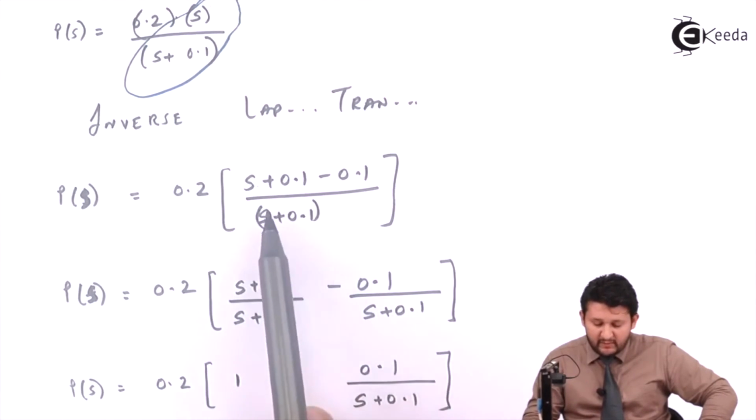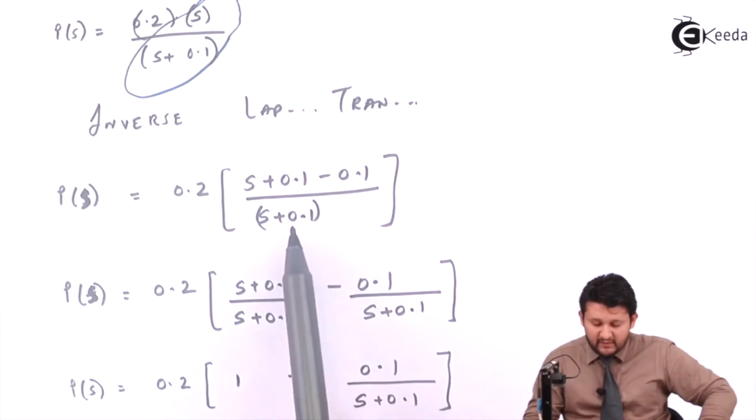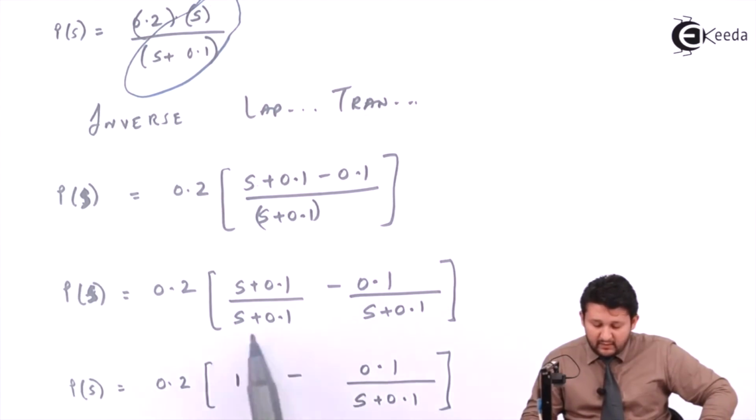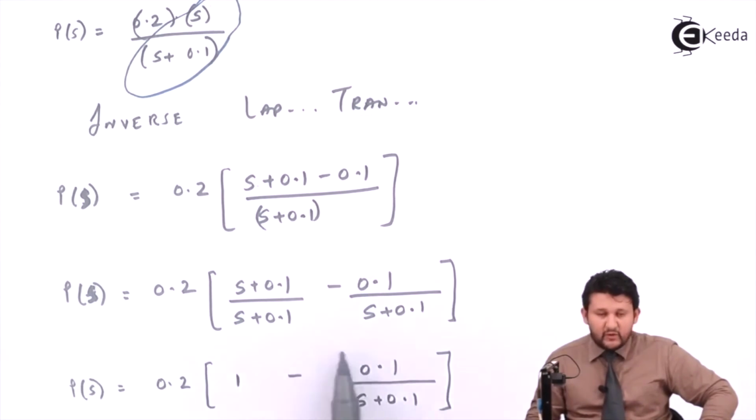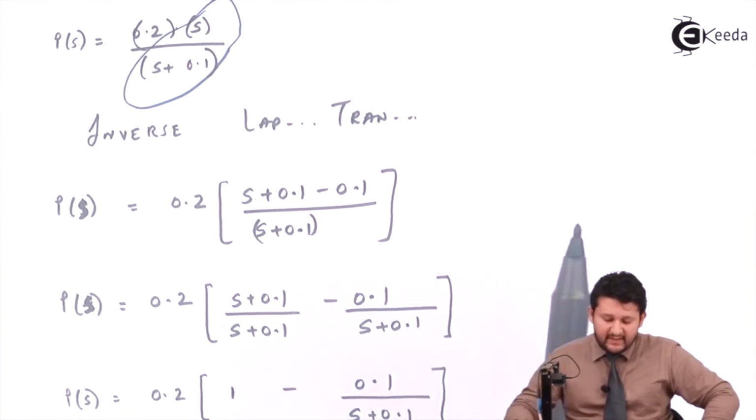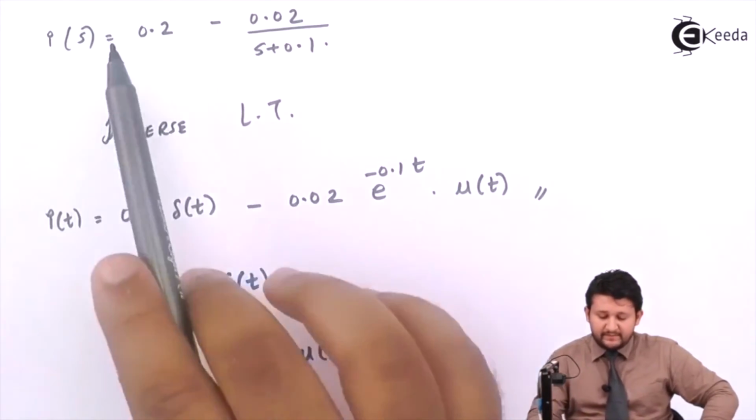So S plus 0.1 upon S plus 0.1, this will be this upon this. So this will get cancelled, you will get 1. So these 3 steps were done only to remove S from the numerator, because only when S is removed from the numerator can you apply Laplace inverse. So multiply the term inside. So you get this equation.